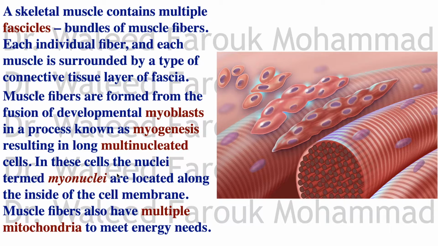The skeletal muscle contains multiple fascicles. The muscle fibers, the fascicles of muscle fibers, are formed from the fusion of cells called myoblasts during development. The development process of the muscle is called myogenesis. The cell has multiple nuclei. That's why it's multinucleated, and the nuclei are called myonuclei. The nuclei are located inside the cell membrane, right next to the membrane, and because of the activity of the muscle fibers, they also contain multiple mitochondria to meet their energy needs during contraction.